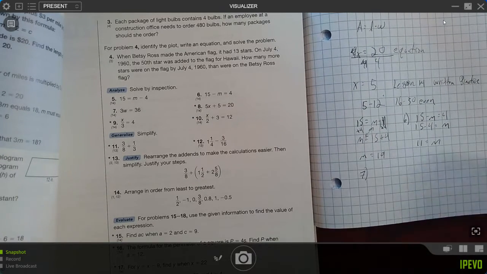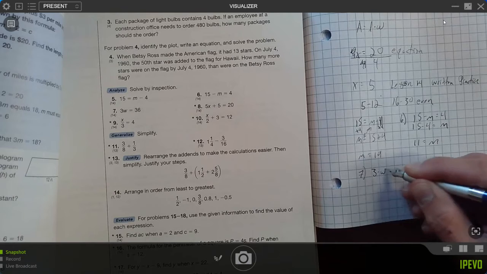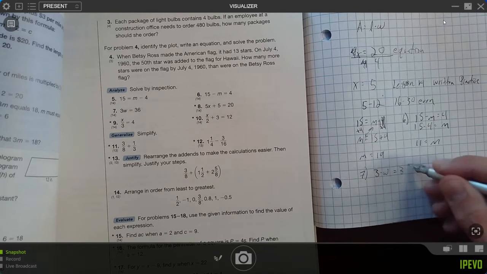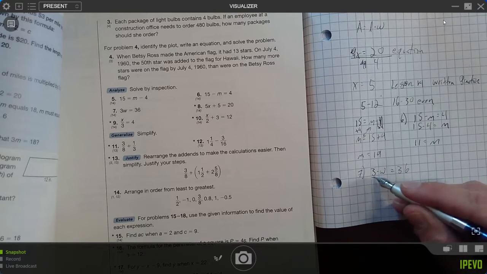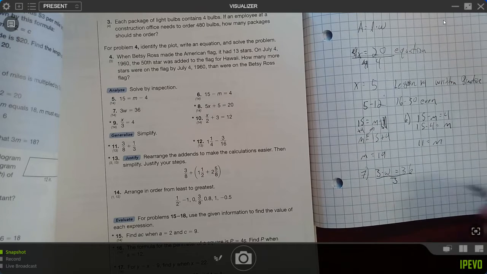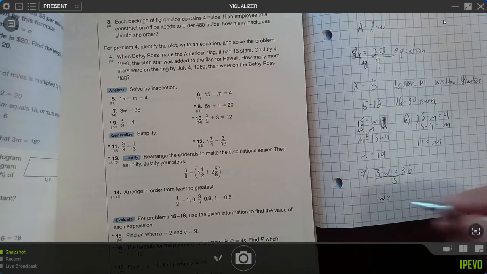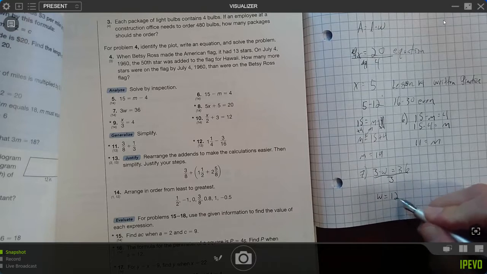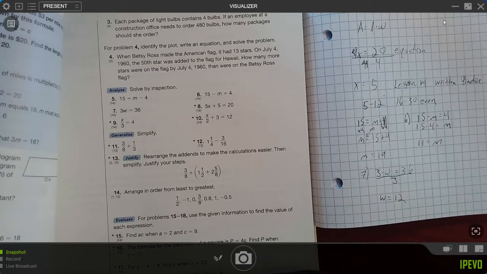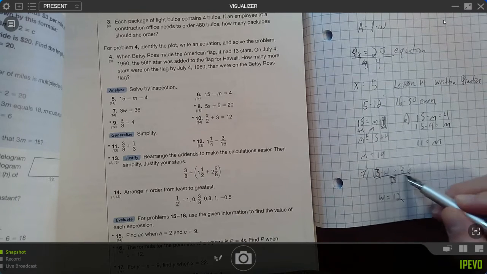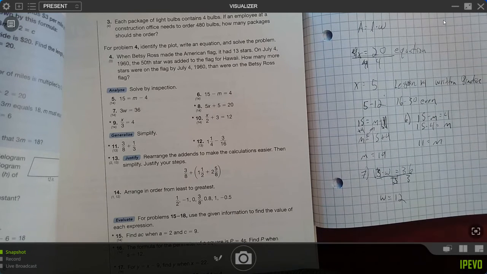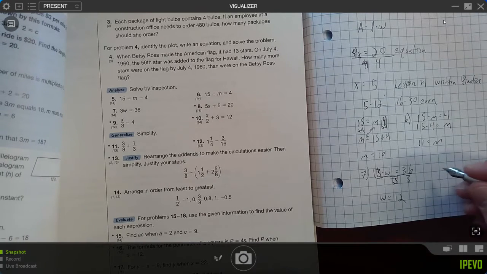7. 3 times w equals 36. Okay, now I can use my inverse. Instead of doing 3 times w, I could divide everything by 3, and I get w equals 12. Because the 3 times w cancels out, and the 36 divided by 3 gives me my 12. Okay.